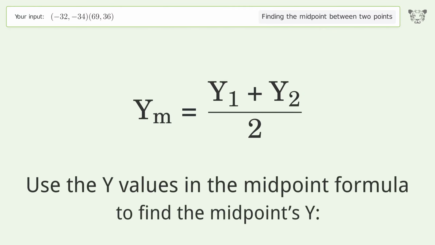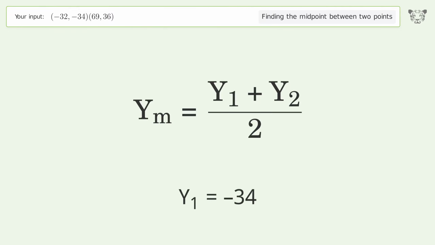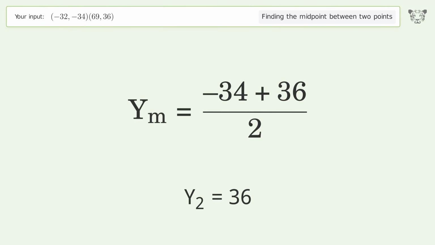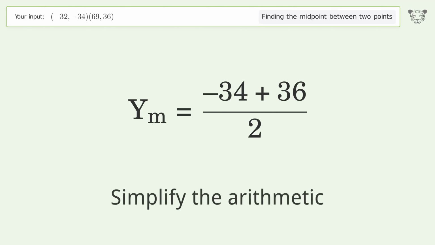Use the y values in the midpoint formula to find the midpoint's y. y1 equals -34. y2 equals 36. Simplify the arithmetic.